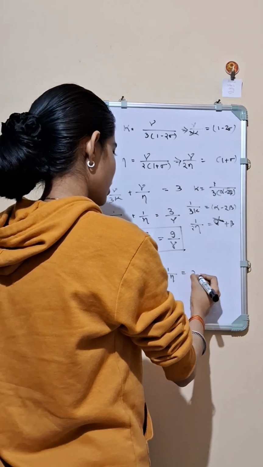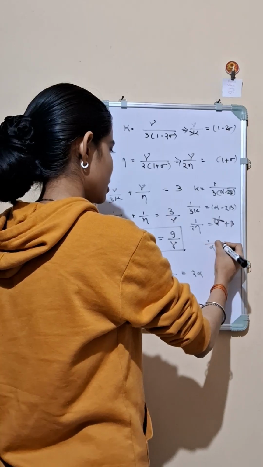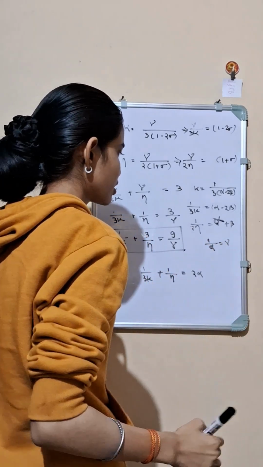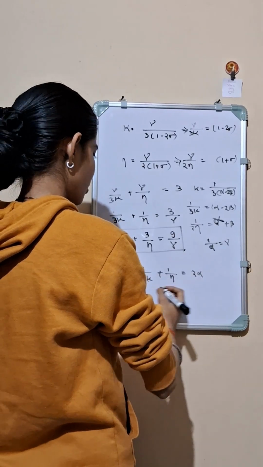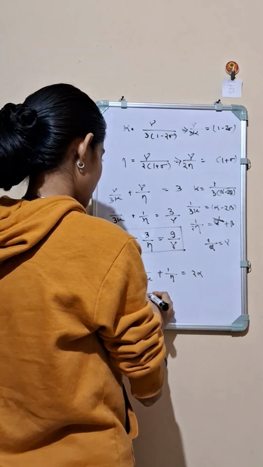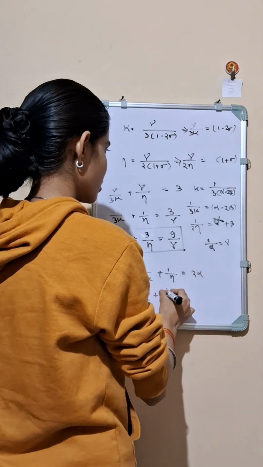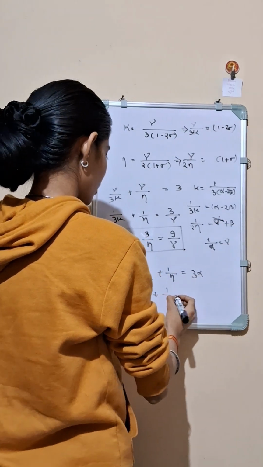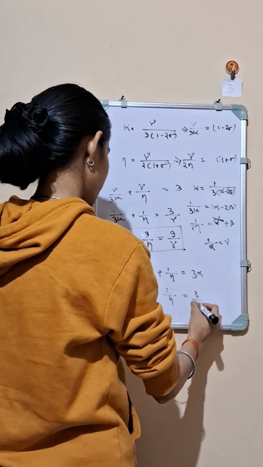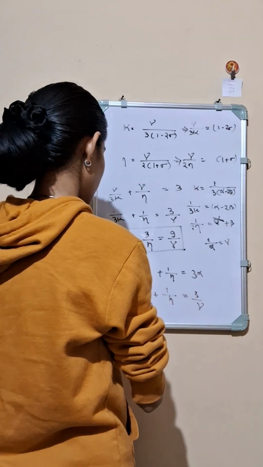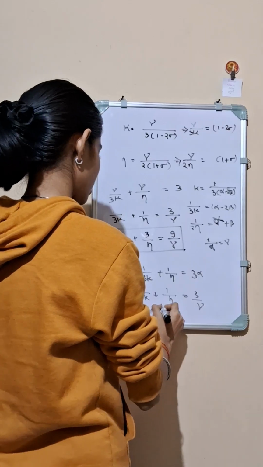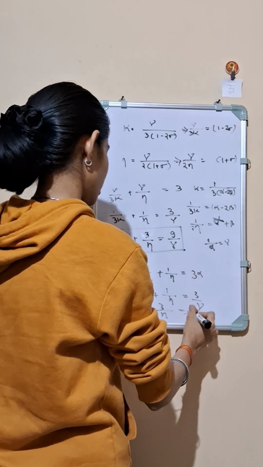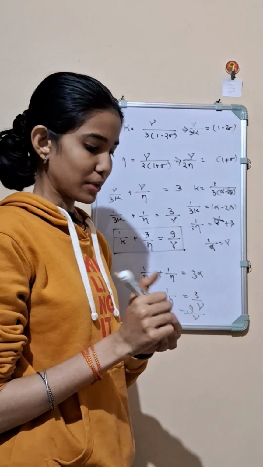You will get 1 by 3k plus 1 by eta equals 2 alpha. We know that 1 by alpha is gamma, unit stress per unit strain equals gamma. So this will be 1 by 3k plus 1 by eta equals 3 alpha, that is 3 by gamma. Multiply this with 3, and we will get 1 by k plus 3 by eta equals 9 by gamma, the similar equation but derived in a different manner.